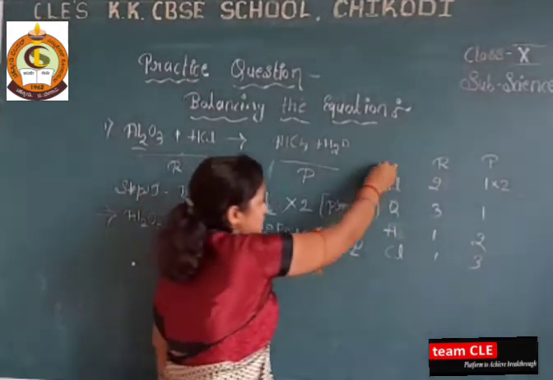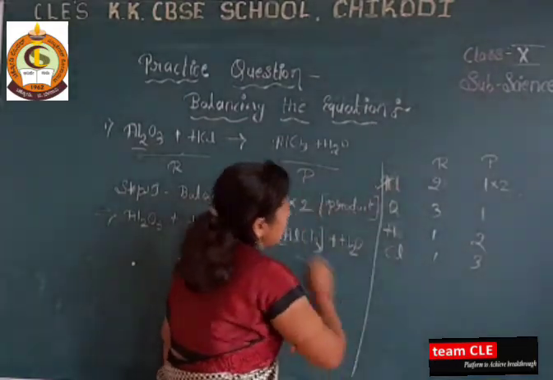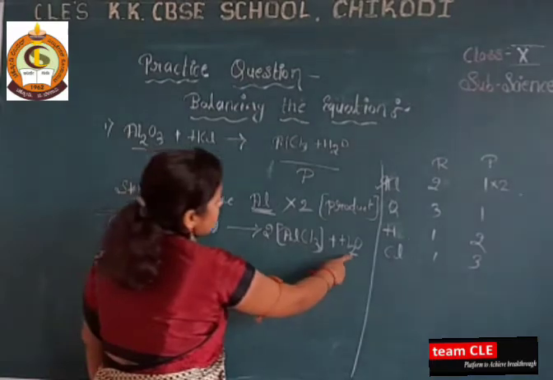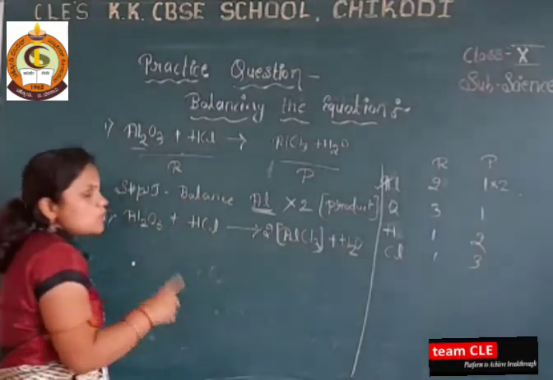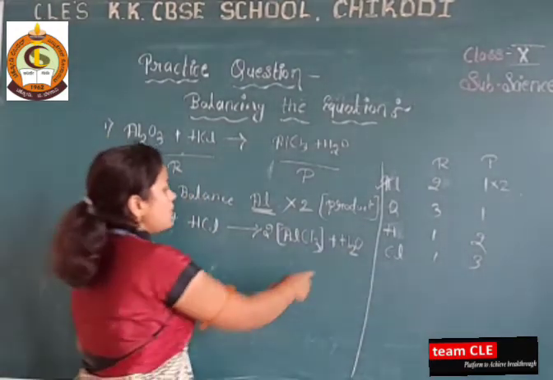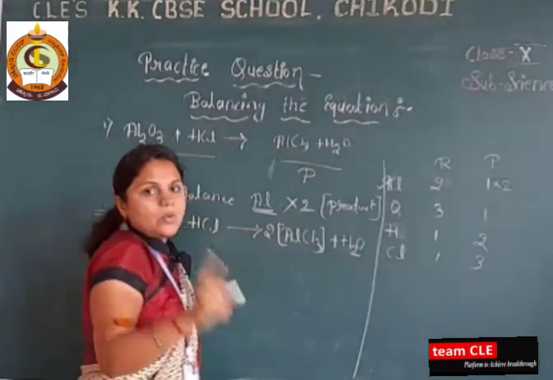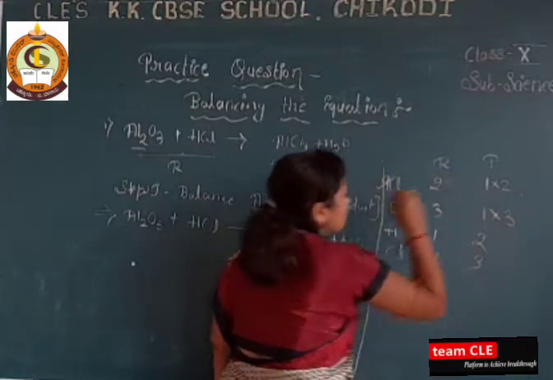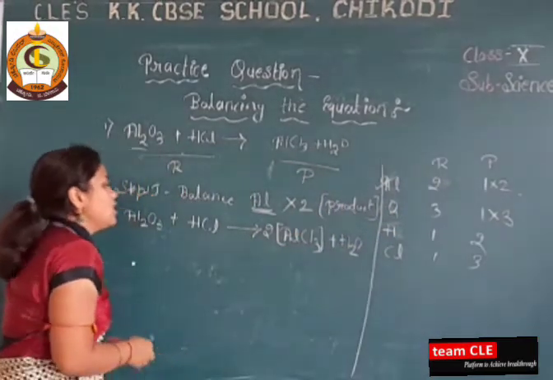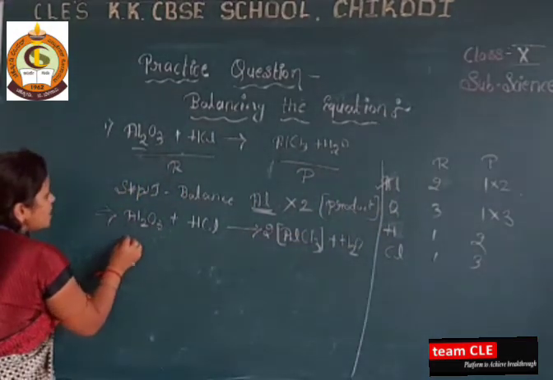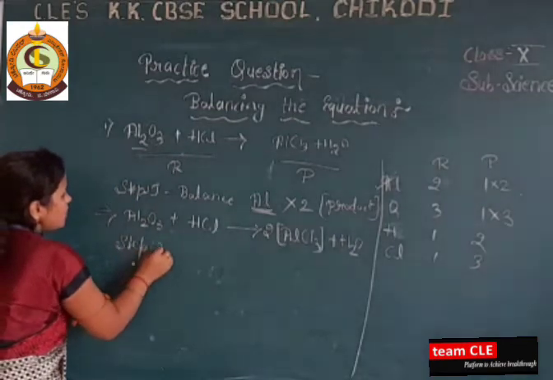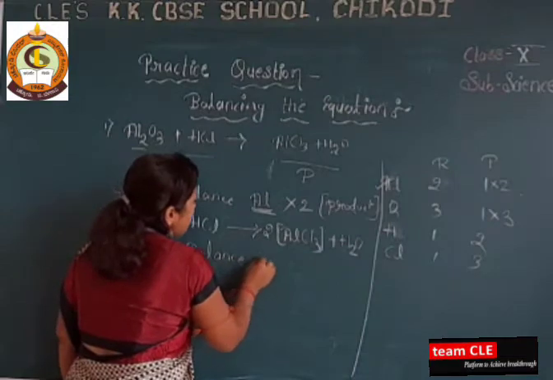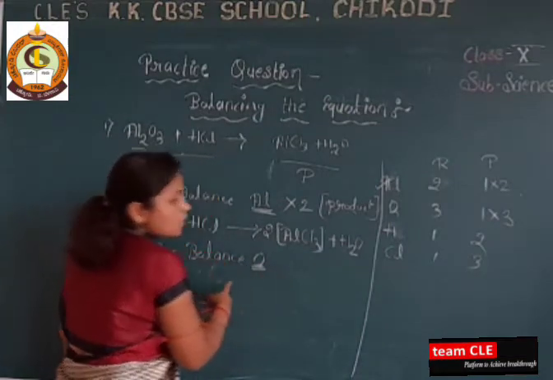Dear students, here the oxygen number is 3, but here oxygen is only 1. I will separate this, otherwise students will get confused. So in this situation what do we have to do? We have to multiply this oxygen by 3, so again we multiply by 3 in the product. So now step 2, balance oxygen. I have written only O.